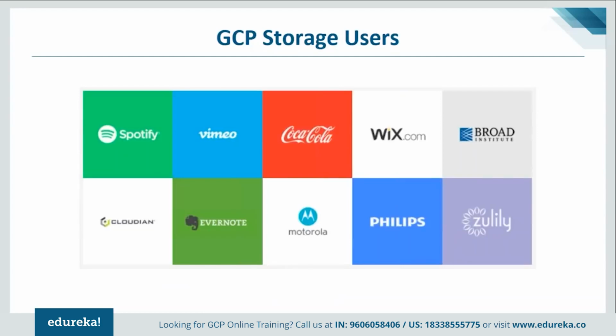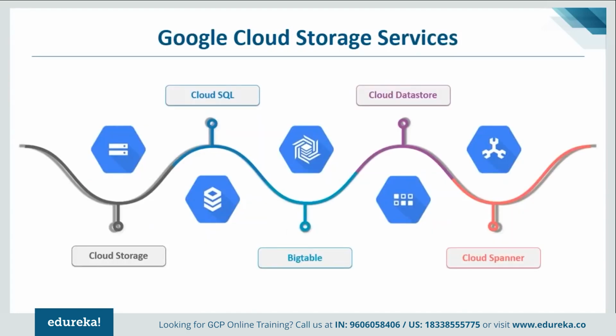Now here you can see we have certain users who use Google Cloud Platform for their storage services. We have Spotify, Coca-Cola, Evernote, Motorola, Philips, and many more. Now let's have a look at the various Google Cloud Storage services provided by Google. We have Cloud Storage, Cloud SQL, next we have Bigtable, Cloud Datastore, and Cloud Spanner. We'll look into the details of each and every one of these services in this video.